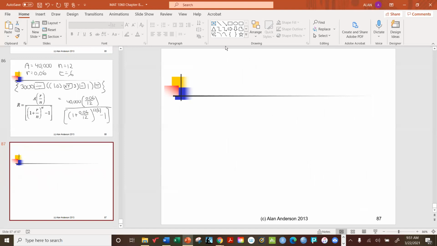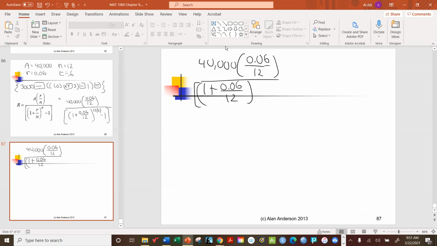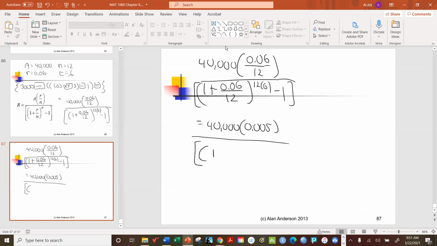So first of all, our goal is to simplify it. Does it ever need to be simplified? Let me tell you. Okay, so in the numerator, we have 40,000 times 6% over 12, which is 0.005, and that numerator actually reduces to 200.